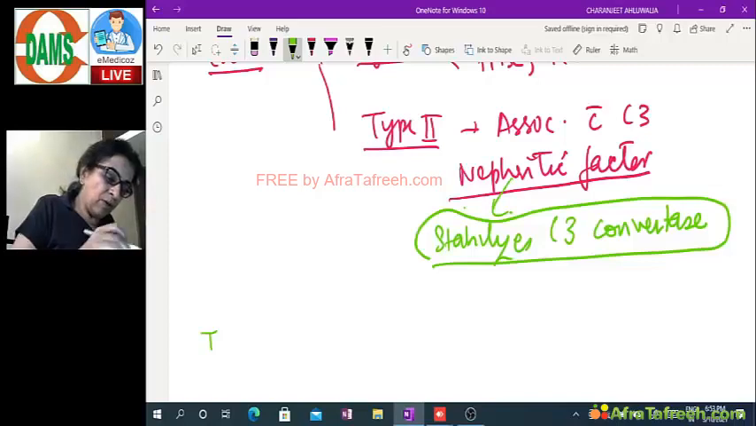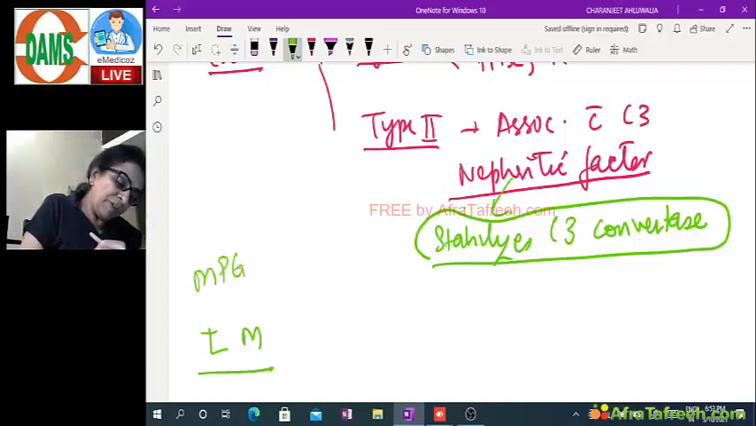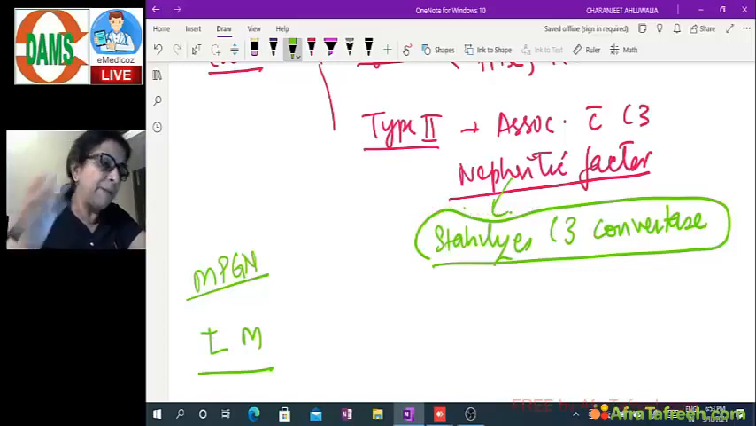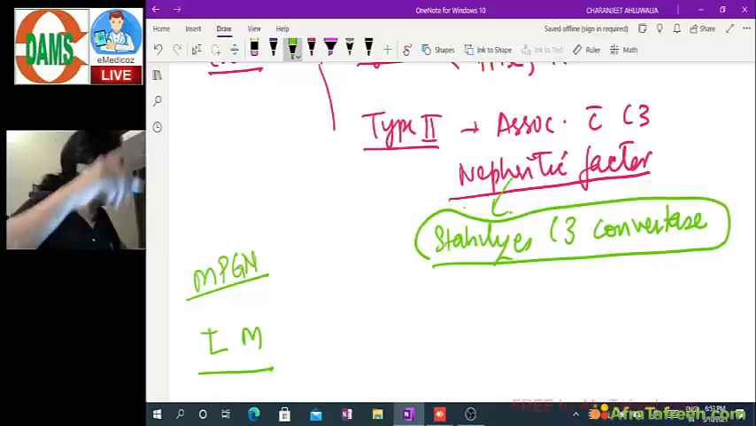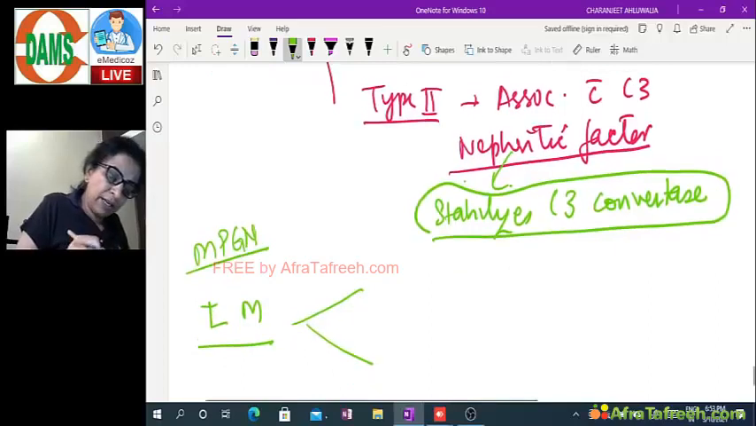Okay, now light microscopy. पहले light microscopy पे देखते हैं. हम इसको कहते हैं membranoproliferative glomerulonephritis. So I told you what is membranoproliferative. Membranoproliferative means number one, GBM will be thickened, and number two, there will be proliferation. So now by light microscopy, what do you see? Number one, you see hypercellular glomerulus.